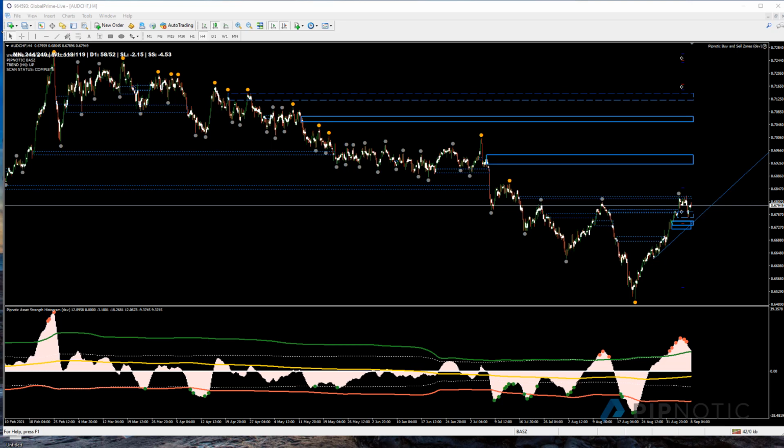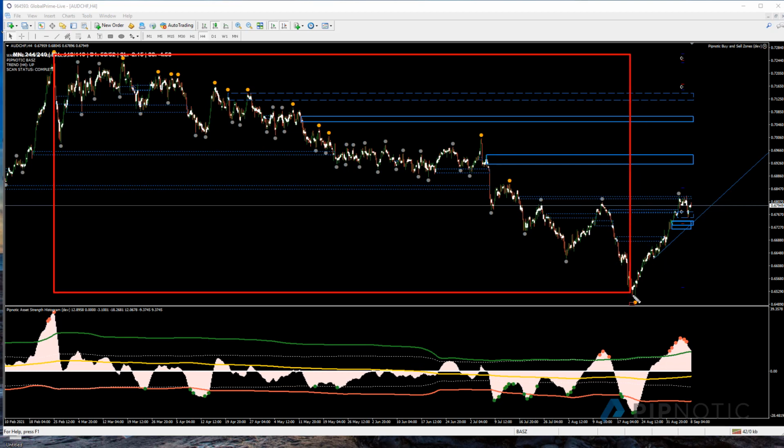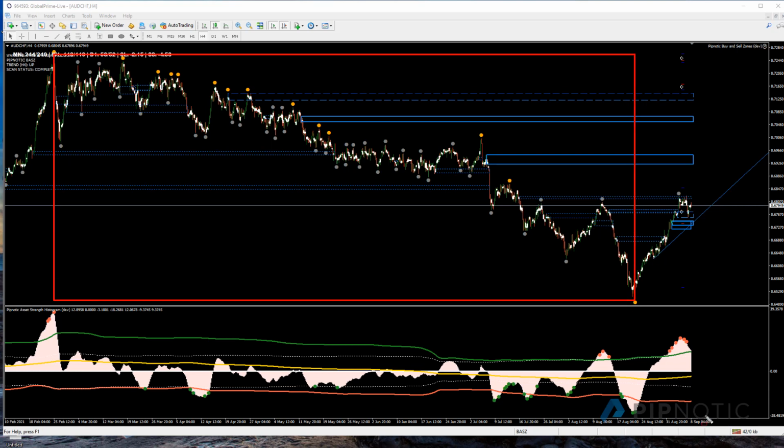And I'm going to try and do this using my drawing tool. So first of all, we're going to mark off the sell side. So that goes from the high to the low. So the sell side, and I'll explain what this means in just a second. And then we have the buy side, which goes from here to here currently.